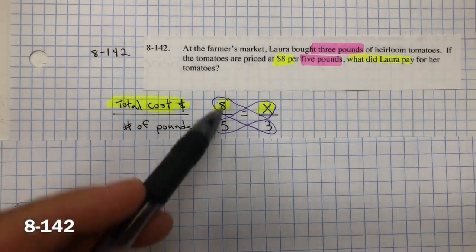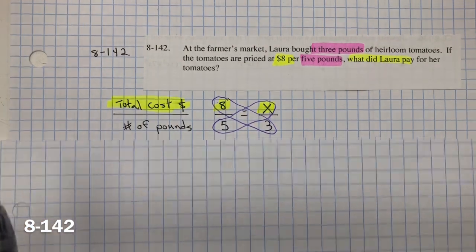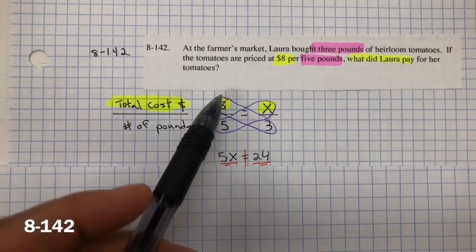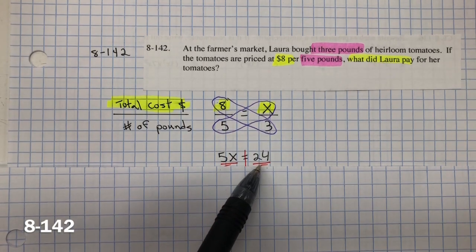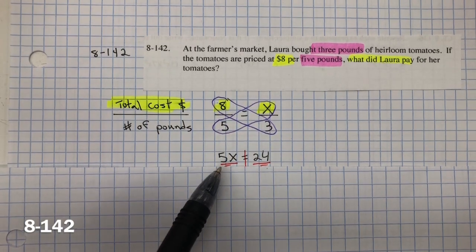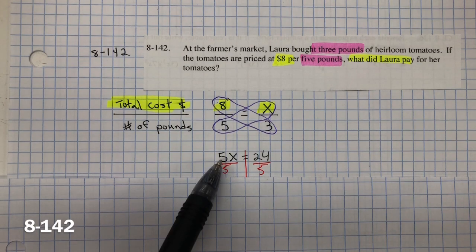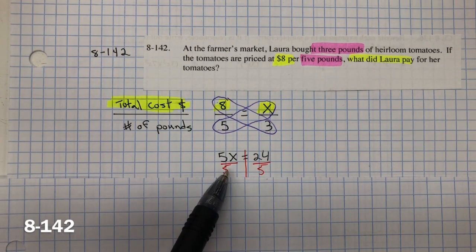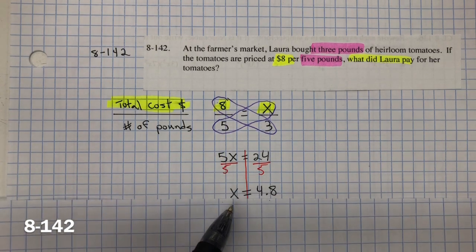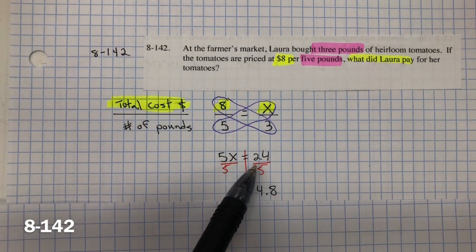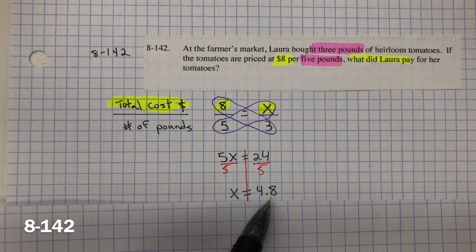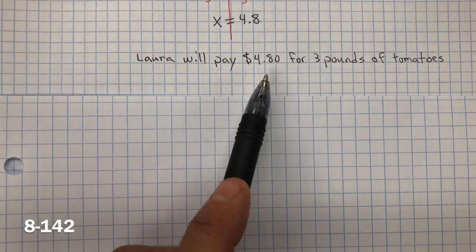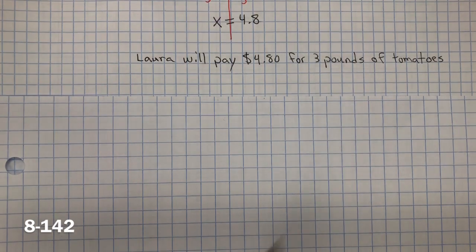And we can solve this by cross-multiplying. So we have 5 multiplied by x is 5x. 8 multiplied by 3 is 24. Inverse property of multiplication is division. We divide both sides by 5. This created a big 1. 1 multiplied by x equals x. 24 divided by 5 is 4 8/10. So Laura will pay $4.80 for 3 pounds of tomatoes.